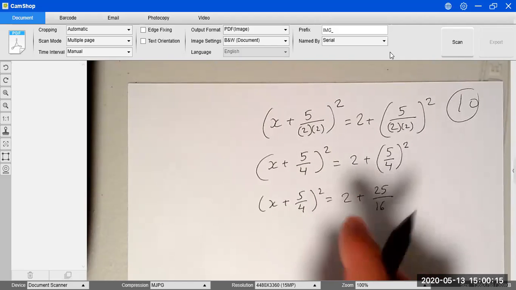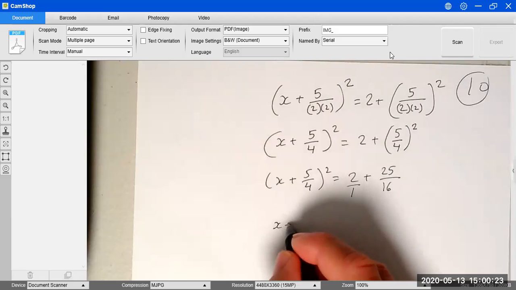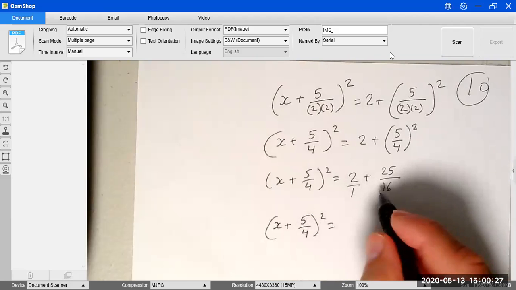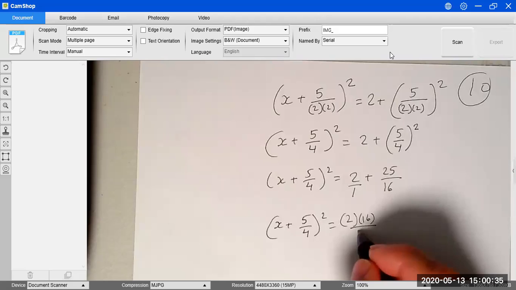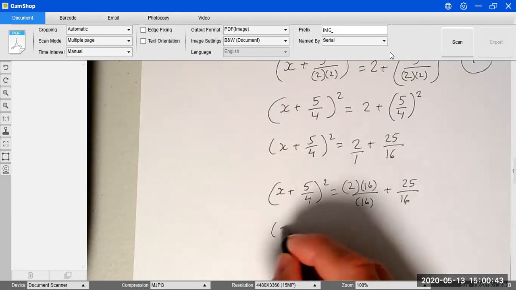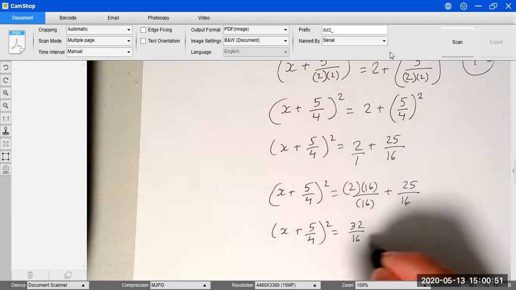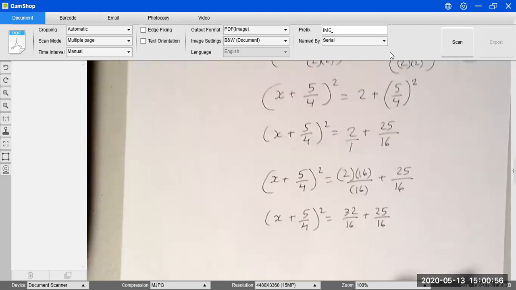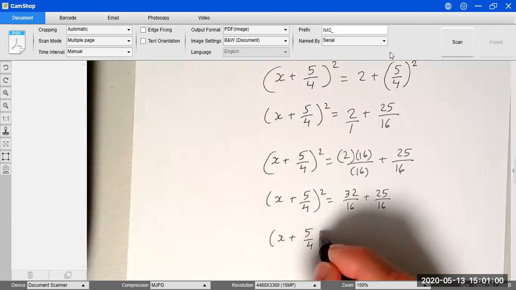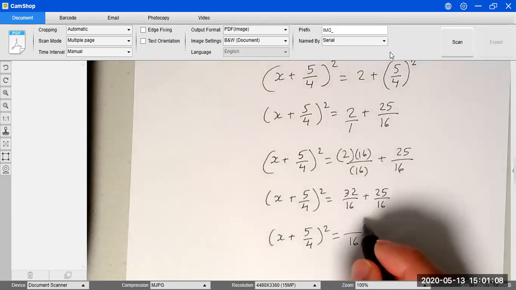Okay, now we're gonna work on this. This is like having 2 over 1, so I'm going to add these two fractions. So I'm going to have x plus 5 over 4 squared, and to add these two, they have different denominators, so we're gonna multiply by 16 both the numerator and the denominator to get the same denominator. So I have x plus 5 over 4 squared equals 32 over 16 plus 25 over 16. I'm writing every time all the terms on the left hand side and on the right hand side. I can combine these two, so this is going to be 57 over 16.